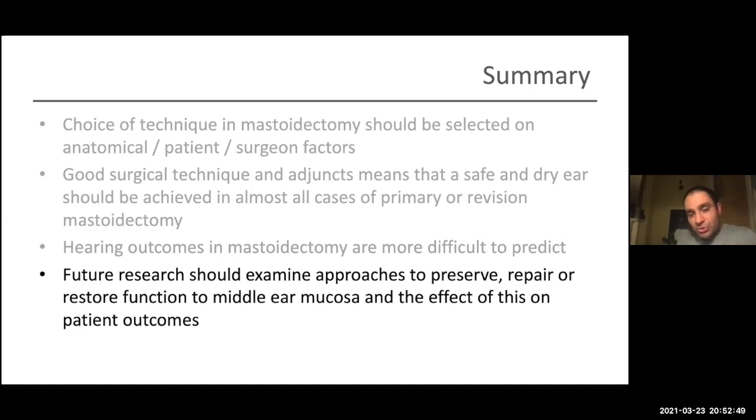I think the future actually would be to examine approaches to preserve, repair or restore function to middle ear mucosa. I think there's some interesting things that we could do in trying to grow middle ear mucosa, transplant it into the middle ear space and see if it actually helps restore function, particularly with regards to ventilation and the consequent effects on hearing.